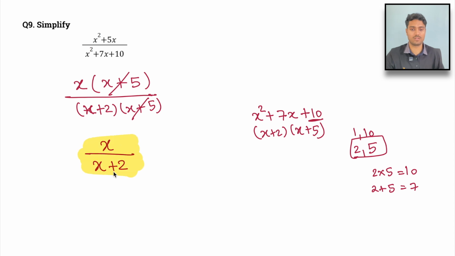And this is the answer. Also, one of the common errors: a few students cancel out this x and x and they write the final answer as 1 by 2. So this is a common error, try to avoid it. This is mathematically not possible. We cannot cancel out this x and this x. Please keep this in mind.